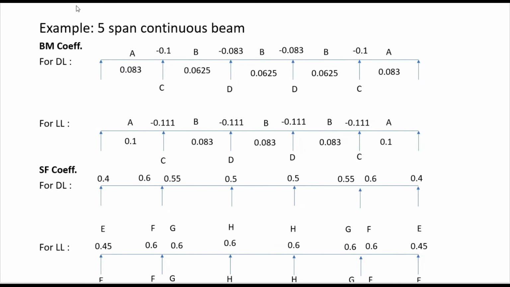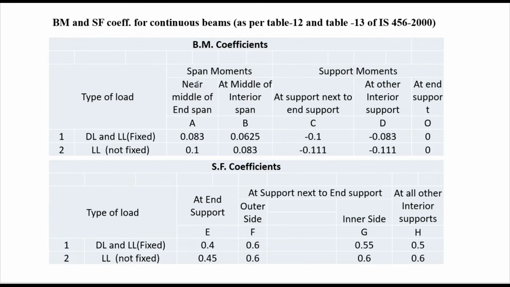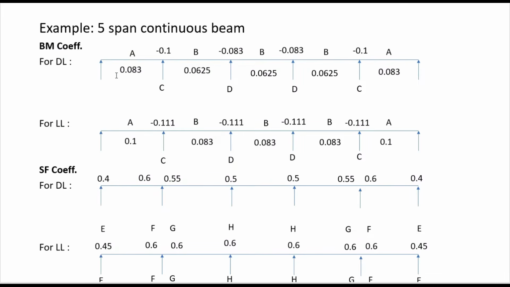For example, if we want to design a 5-span continuous beam, first of all we will calculate the bending moment coefficients for dead load and live load separately, and shear force coefficients for dead load and live load. For bending moment coefficients for dead load, first, near the middle of the end span, we have the bending moment coefficient as 0.083.